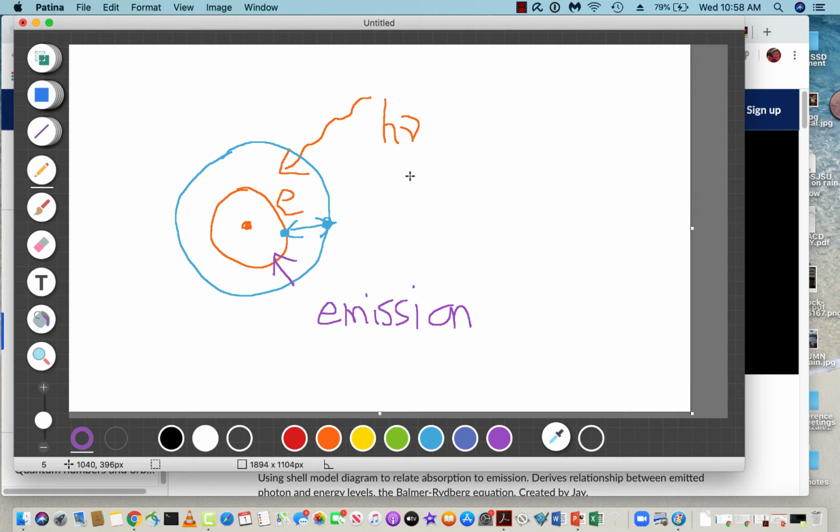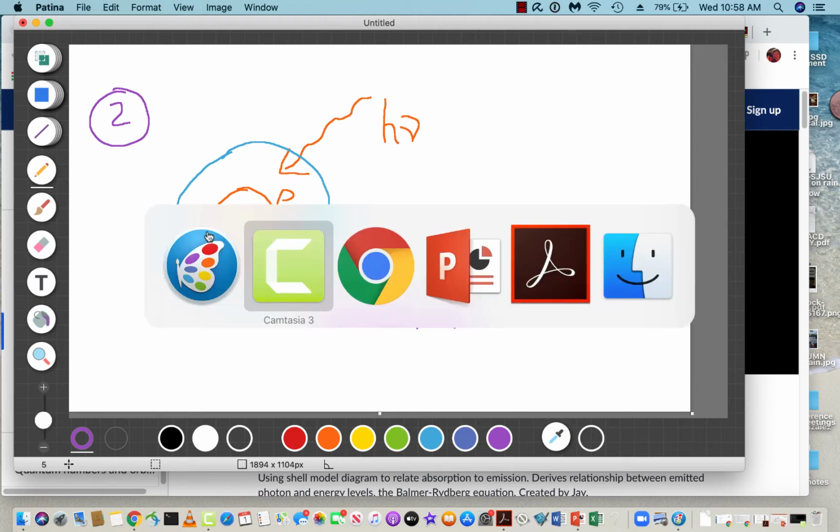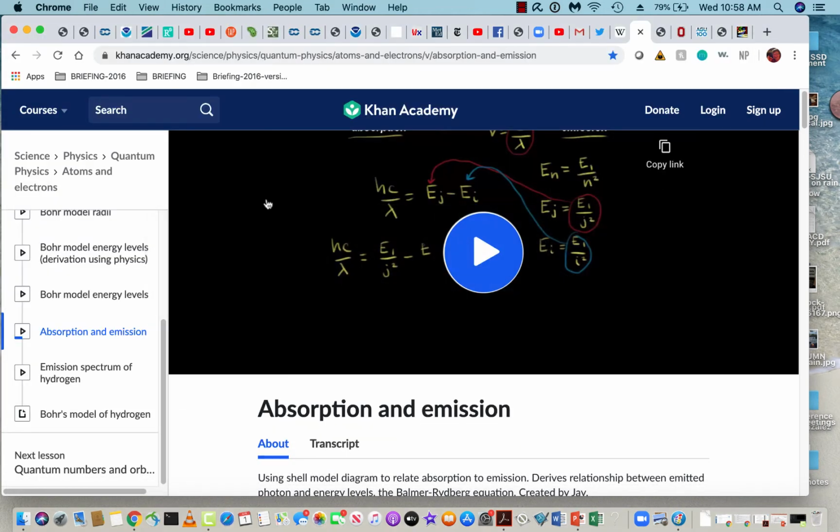Okay, so we're in 11 steps here. This is step number 2. I forgot to mention step number 1 earlier. If this is something you're not very comfortable about, then I have here a Khan Academy mini video keyed up for you about absorption and emission, and you can see the URL up here. It's not fantastic, but it's better than nothing.